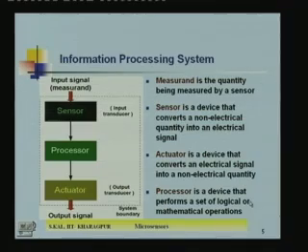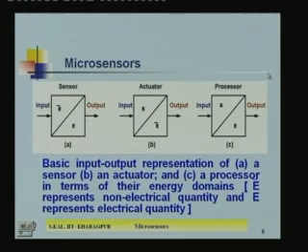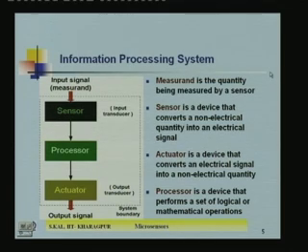Then, an information processing system where sensors are used. In an information processing system there are 3 blocks, known as sensor, processor and transducer or actuator: sensor, processor and actuator. The input signal, which is the measurement quantity, is coming to the sensor, which is the input transducer, and then this sensor converts the input signal into another form which can be given to the processor, and that form of energy is to be processed by the processor.